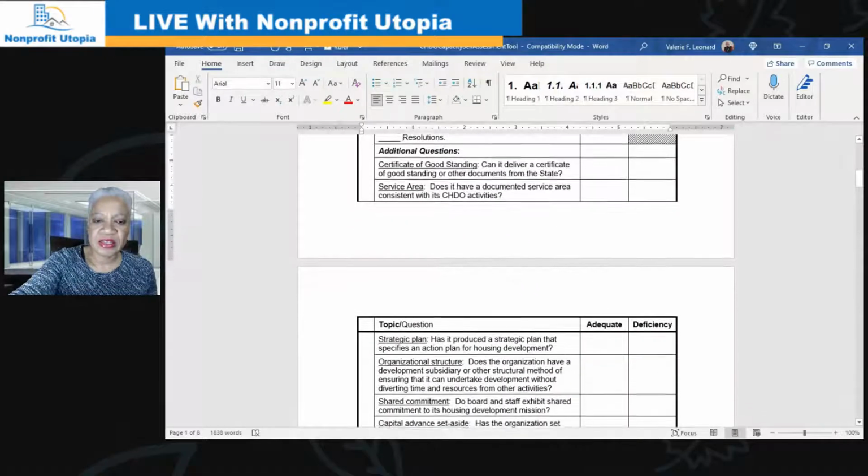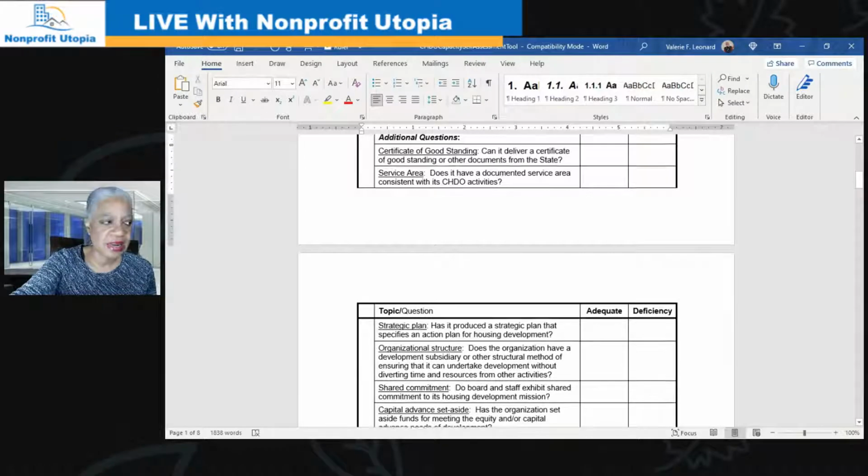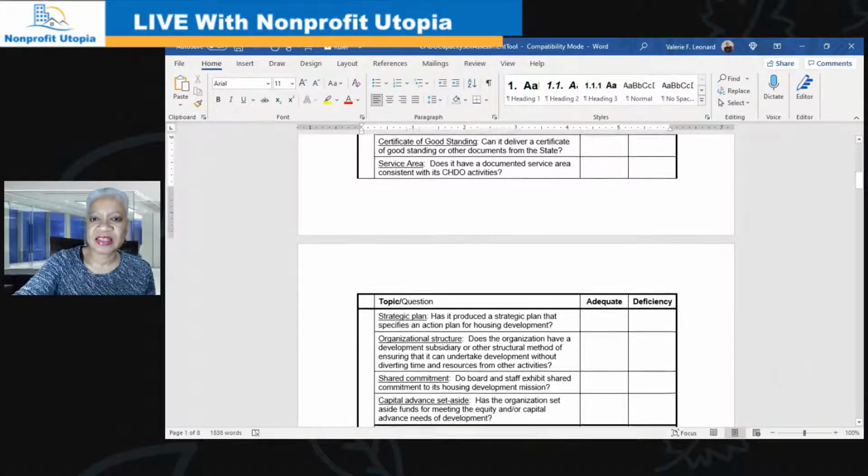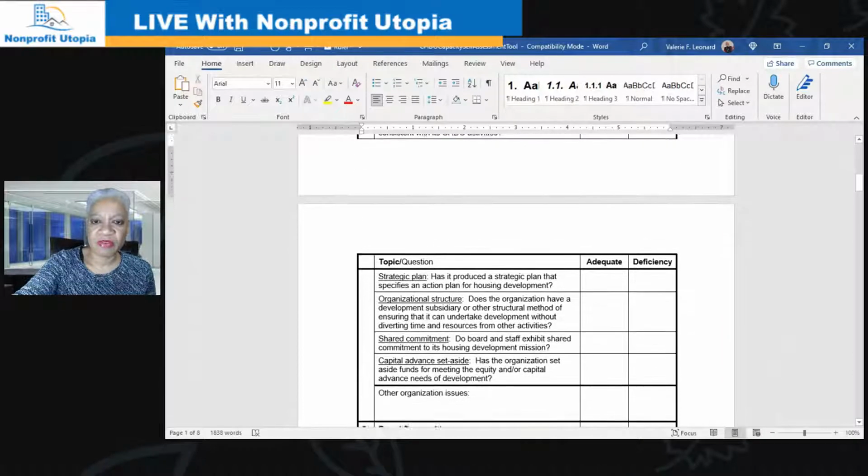Additional questions include, do you have a certificate of good standing? That means, have you in fact completed all the filings at the state level? And you can prove that and get a certificate from your state. When we look at your service area, do you have a documented service area, either in your articles of incorporation, your mission statement, that's consistent with CHRL activities? And again, this is for housing. If you are doing social services, you probably need to have a documented social services that's consistent with the activities of whatever federal agency there is.